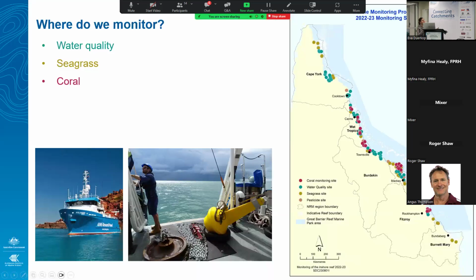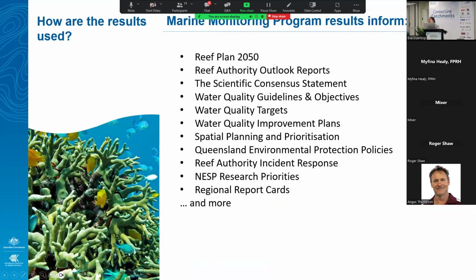And as you see, we monitor these things all up and down the Great Barrier Reef. And the results feed into a whole range of different policies and processes. They feed into regional report cards, as we see here in the Fitzroy, but also into water quality guidelines and objectives, water quality targets and spatial prioritisation, Queensland Environmental Protection Authorities, Reef Authority incident responses, and so on and so forth.